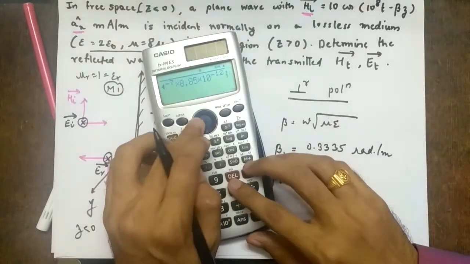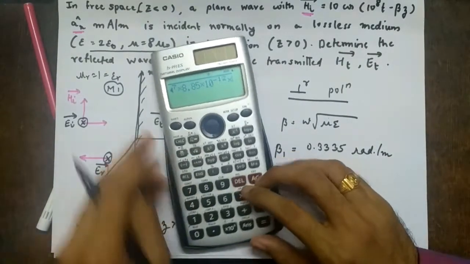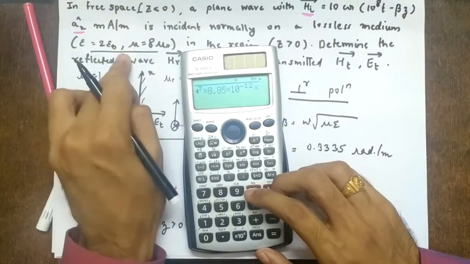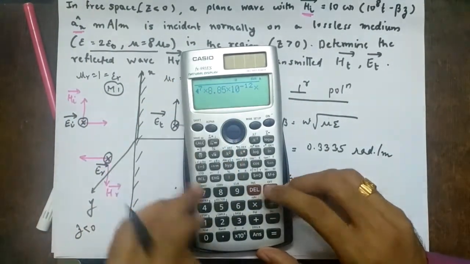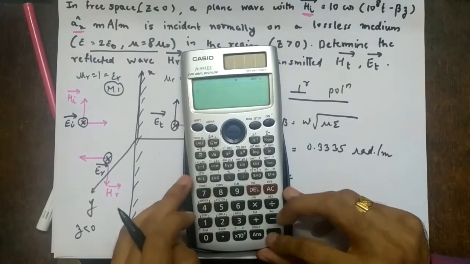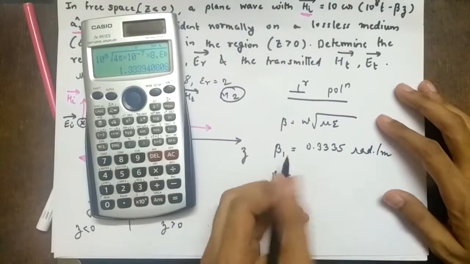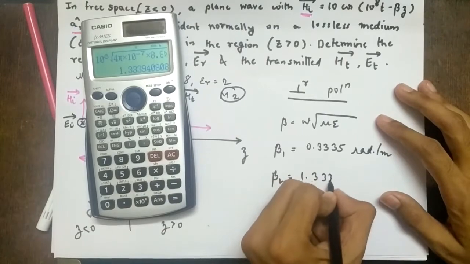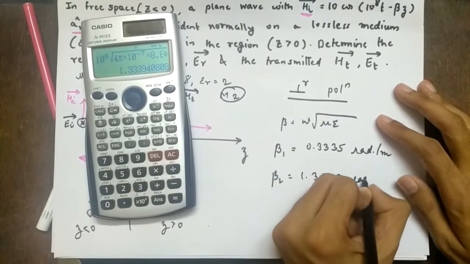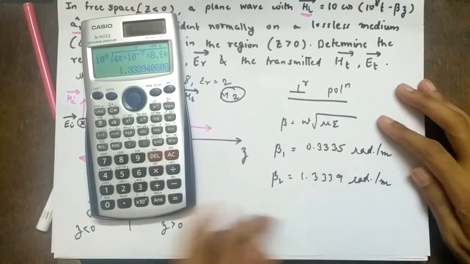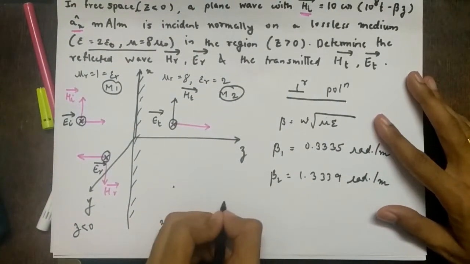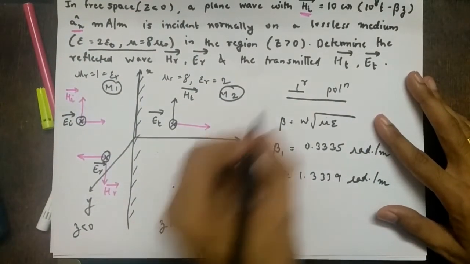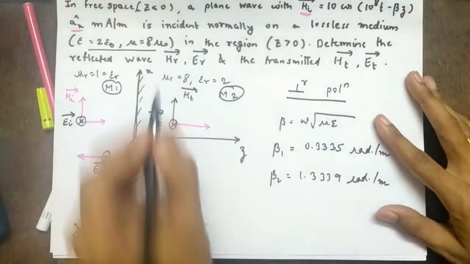So what is beta 2? It will be the same thing multiplied by 2 into 8, because mu is 8 mu 0 and epsilon is 2 epsilon 0. So we have already multiplied by mu 0 and epsilon 0. So into 2 into 8. So it is 1.3339 radians per meter. Right? So next, what we need to find is Ht, Et, Hr, Er.